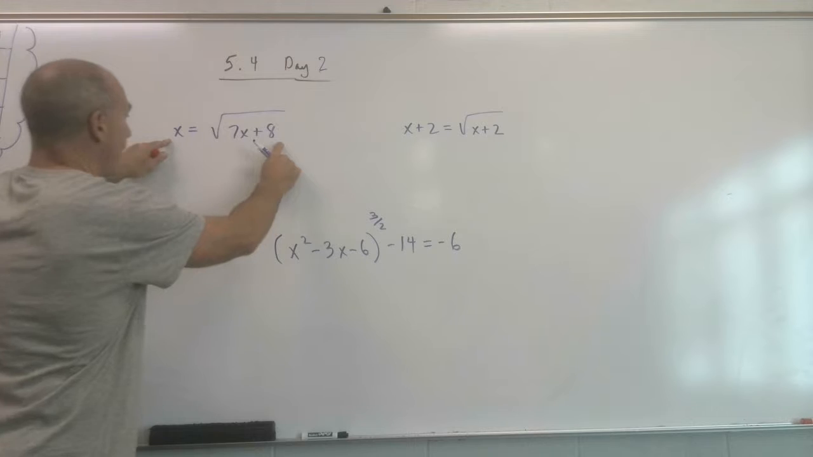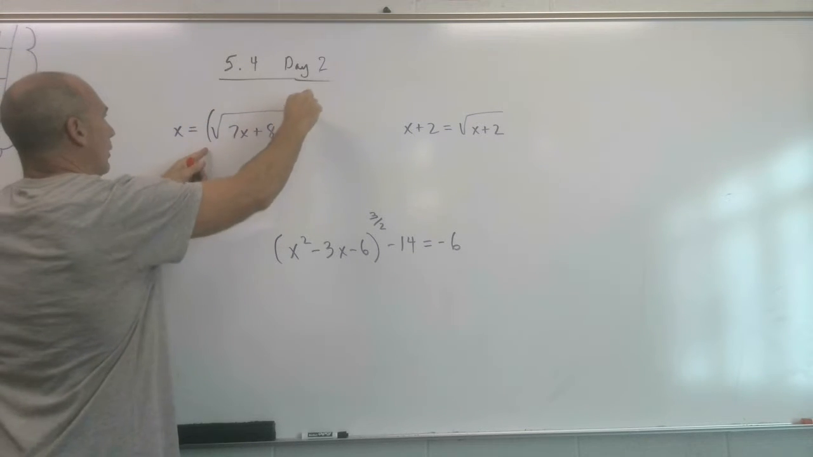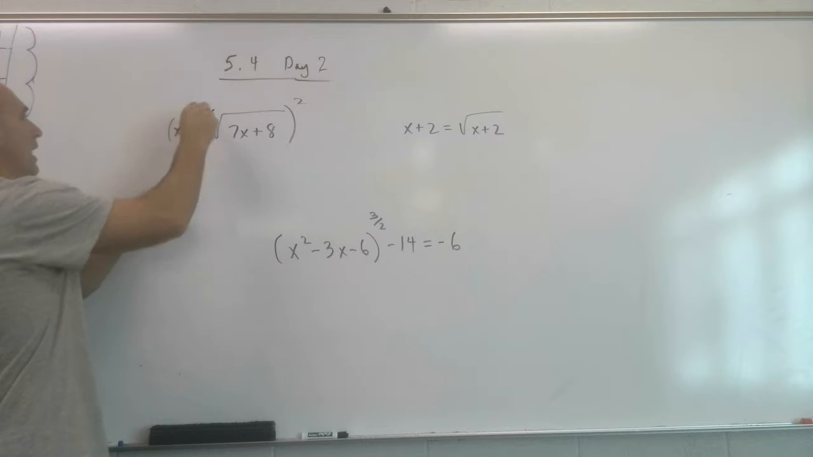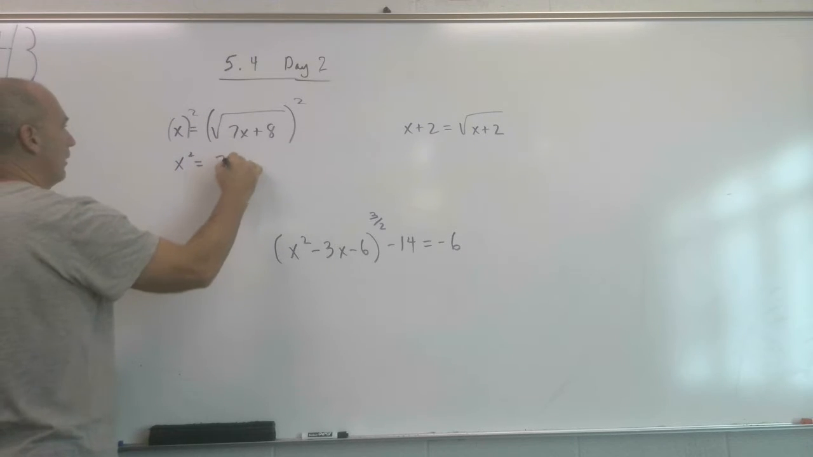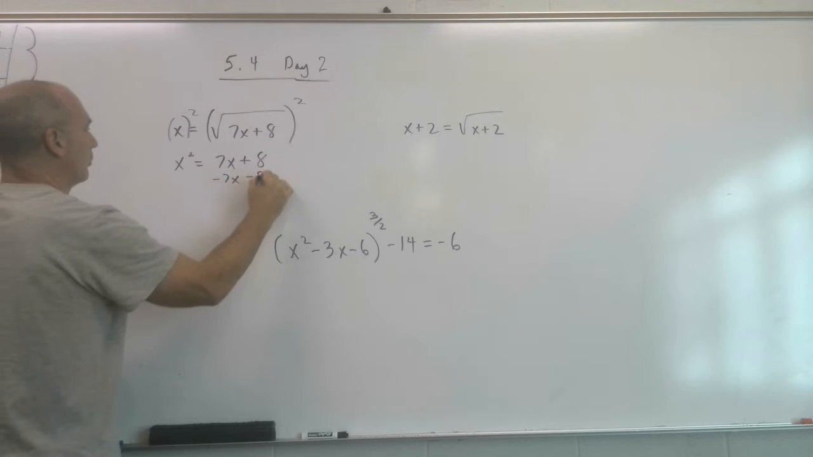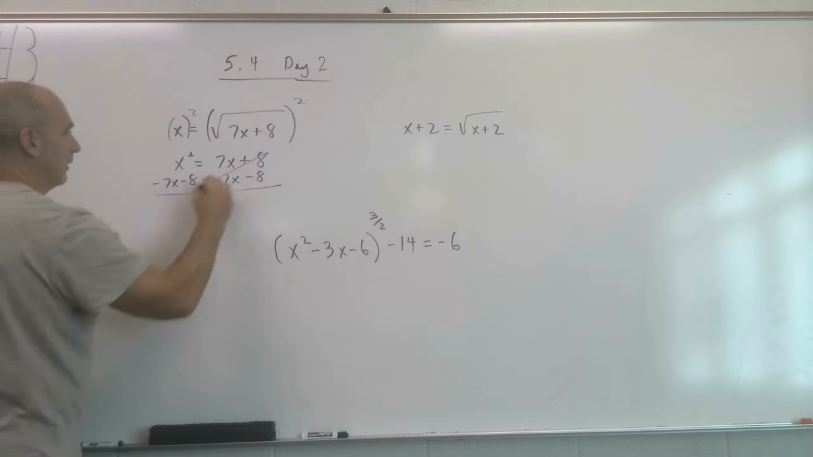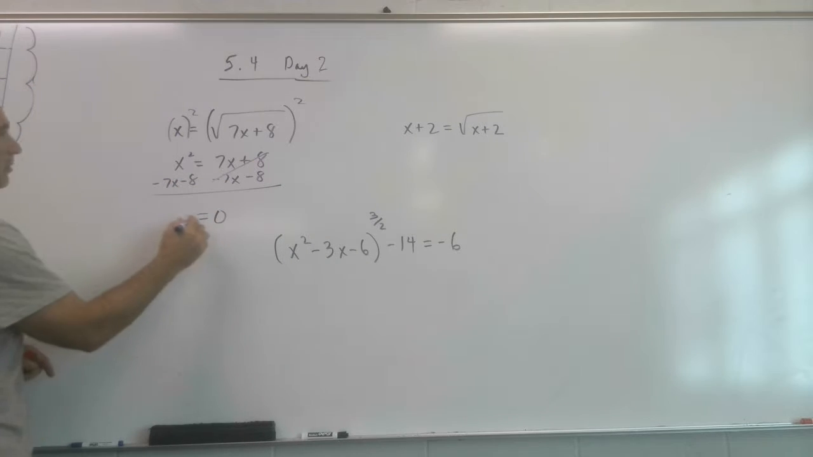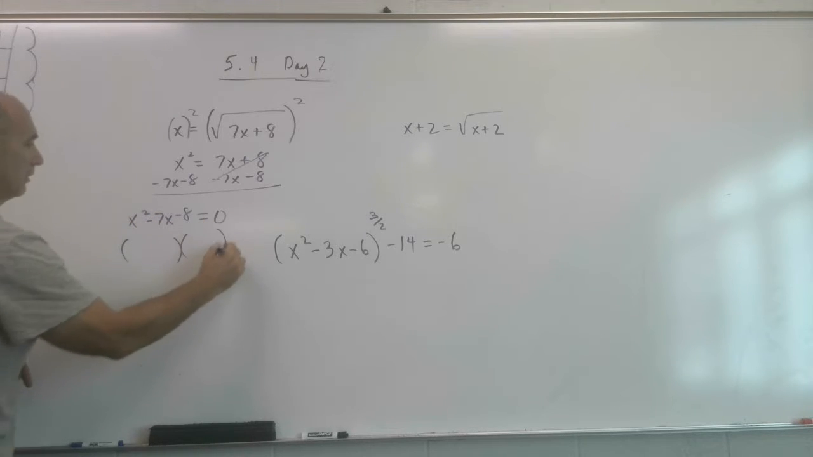Let's solve it. My square root is isolated, so we're going to square that side, then we've got to square that side. This is x squared equals, roots fly off, 7x plus 8. I want to keep my squared term positive, so I'm going to bring all this stuff over, canceling it on this side, so it equals 0. So x squared minus 7x minus 8. Now all you've got to do is factor it.